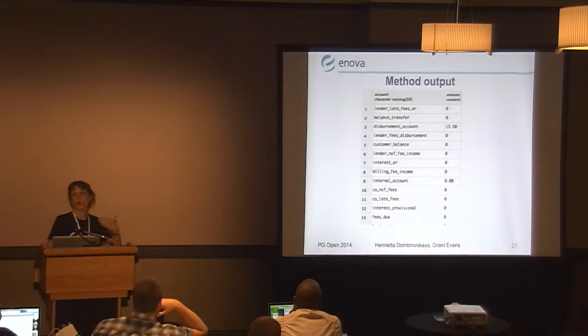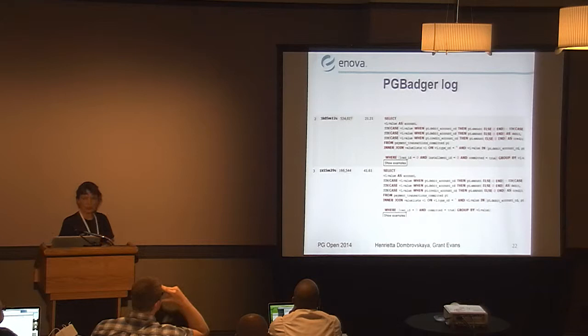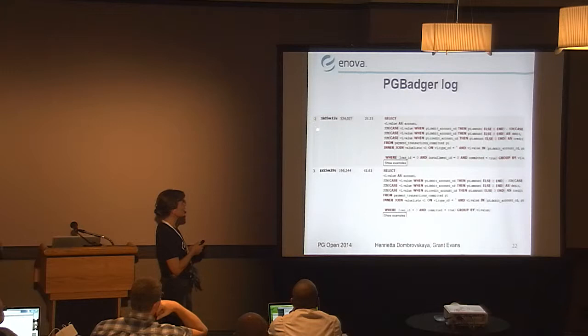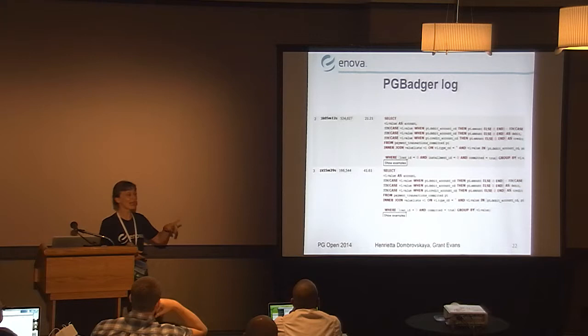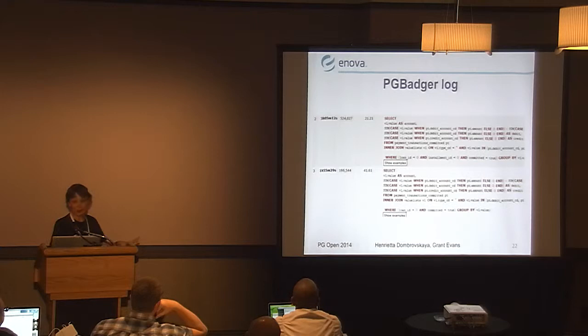when it needs to get all the balances for this loan, which results in such beautiful numbers in our PG Badger log. And if you are wondering what these twos and threes are here, can you guess? This was our last year's list of top offenders. So these queries were happily making number two and number three of the top offenders. This SQL had been executing for several hours each day.